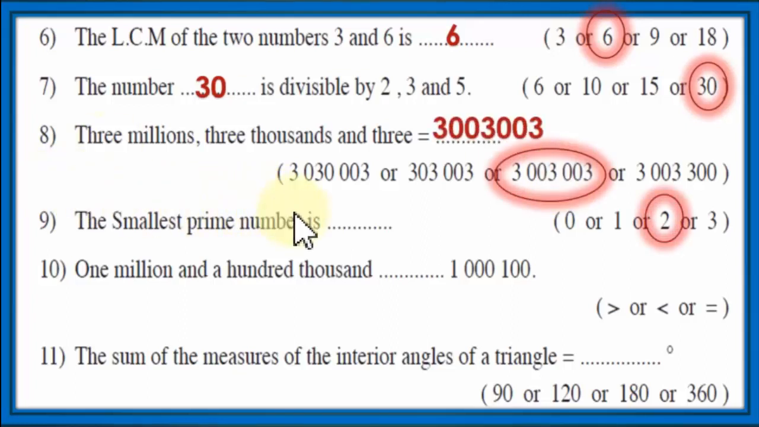The smallest prime number is 2. And also it's the only even prime number. 2 is the smallest prime number and 2 is the only even prime number.